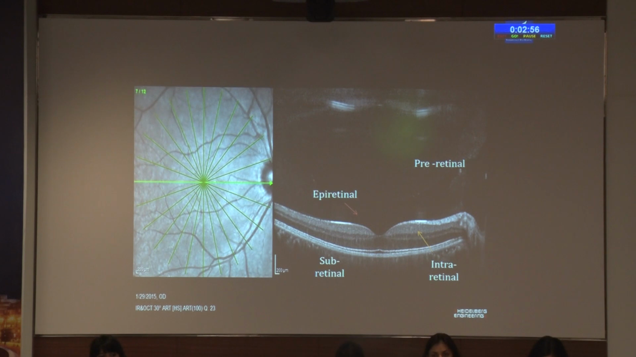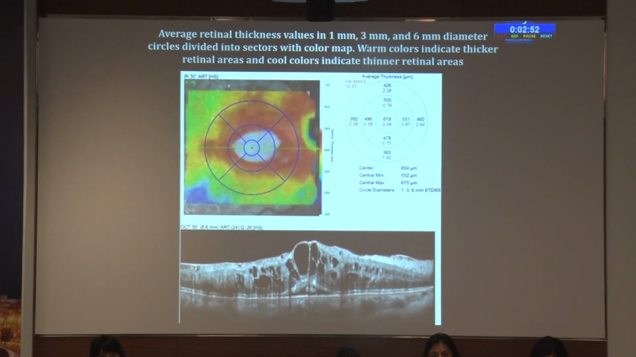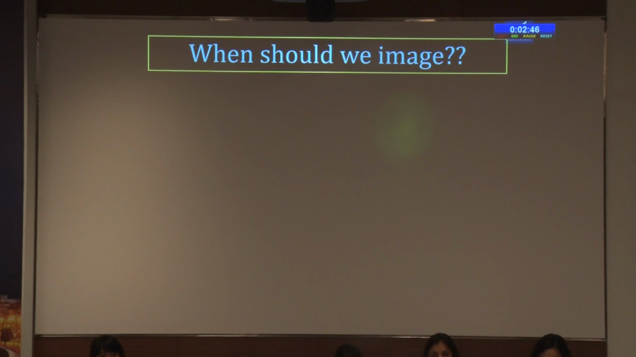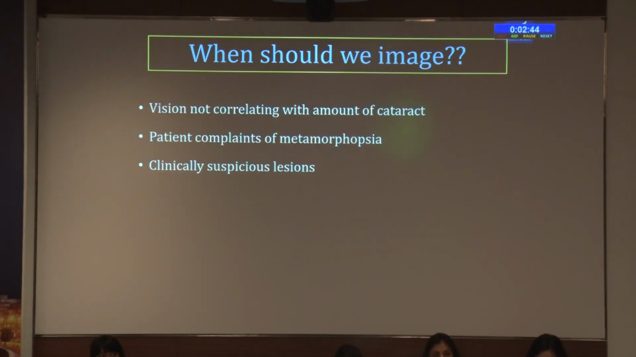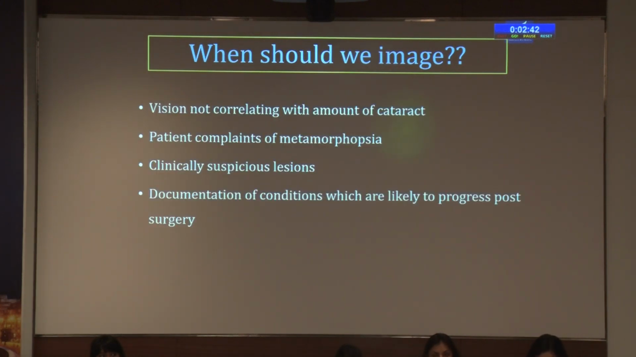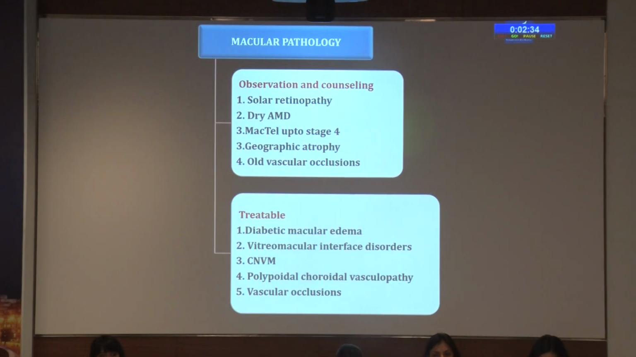So this is a 3D volumetric scan which shows the interface, the retina and all its layers. One should also look into the average retinal thickness. This gives an insight into what kind of pathology you are dealing with. So when and whom should we image? When vision is not correlating, when the patient has complaints of metamorphopsia, or when you need to document that there is a condition which is likely to progress and you want to tell the patient about that. There are a few pathologies where just observation and counseling is very important.